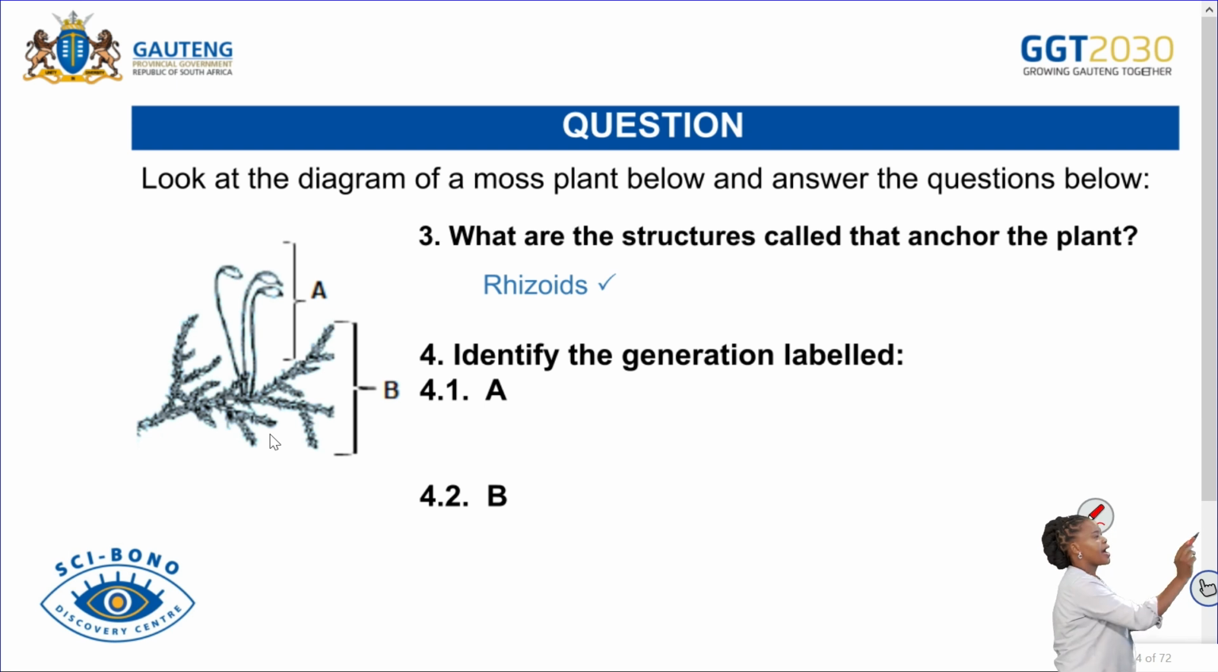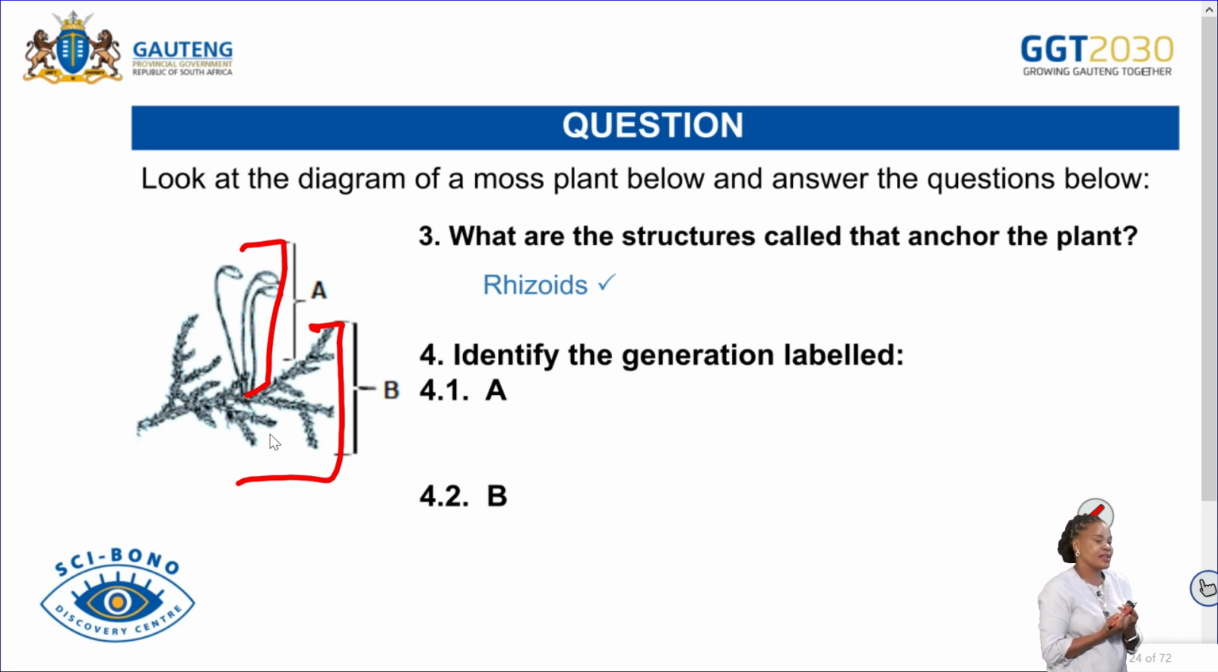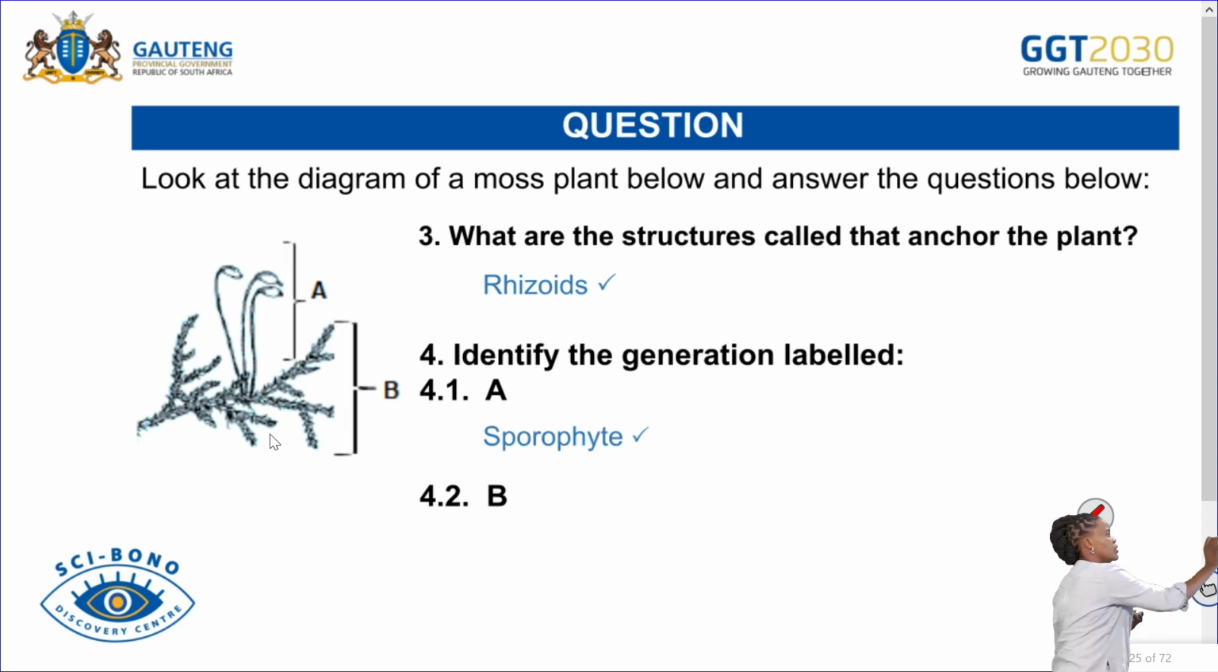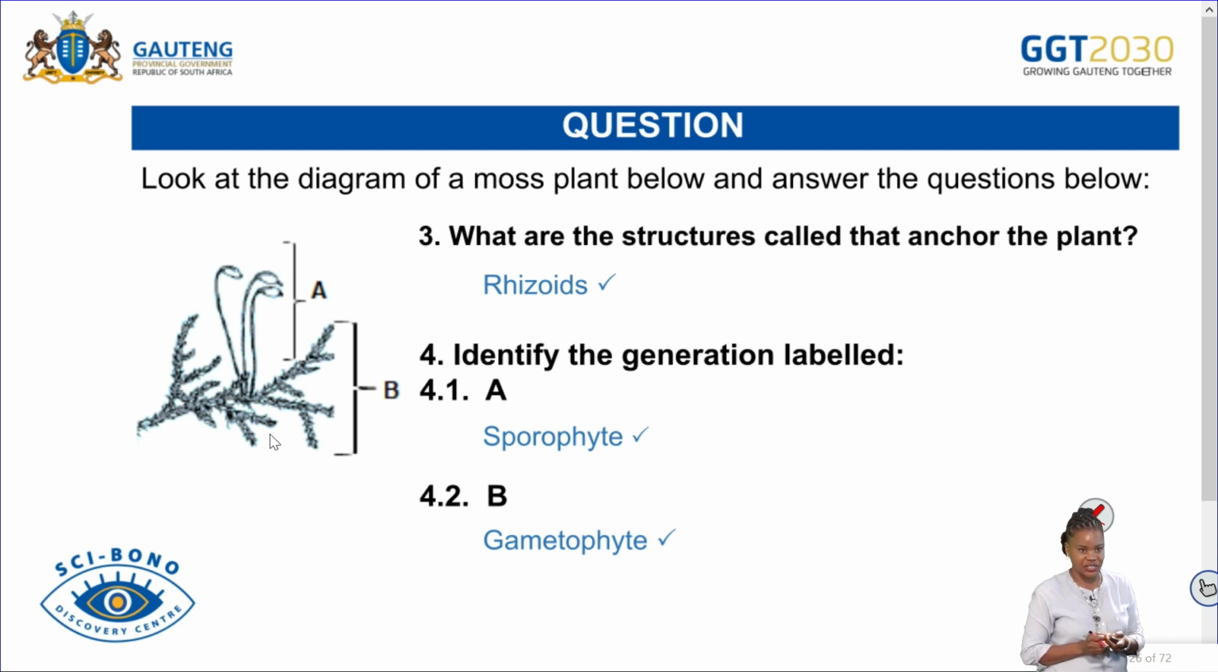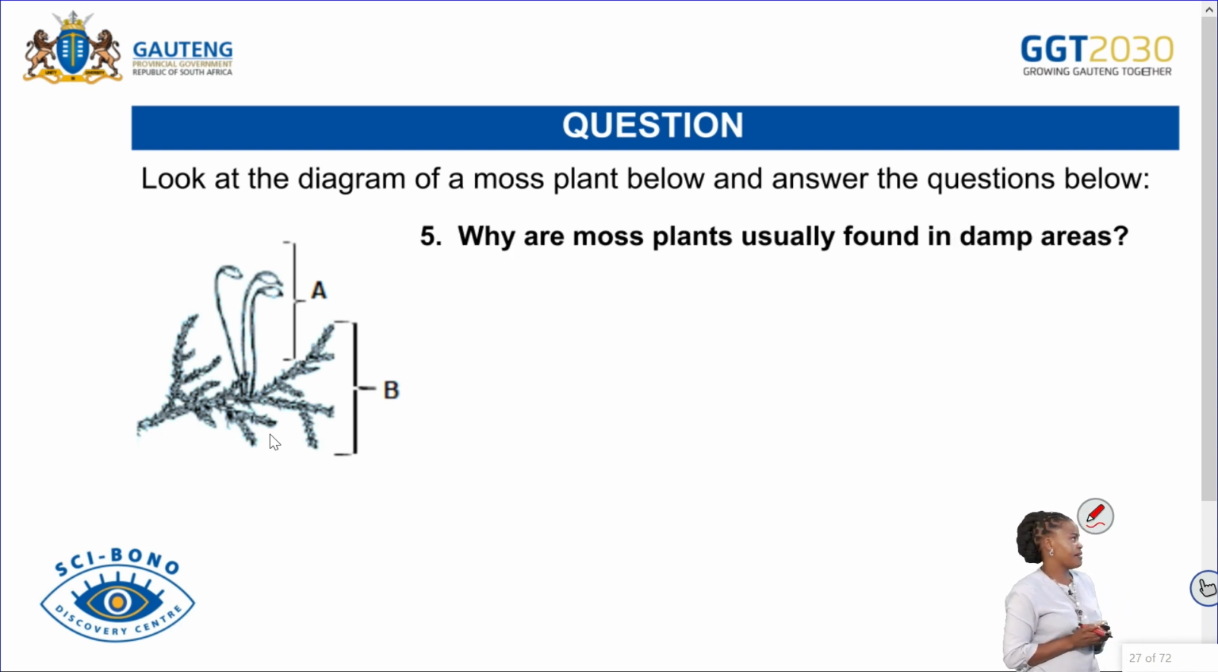Remember, grade 11s. Identify the generation labeled A. So generation labeled A starts from here and then it ends there. And you also need to identify generation labeled B. Generation labeled B is the one which has leaves. So generation labeled A is our sporophyte. And then the generation labeled B, the one which has branches of leaves, it is called the gametophyte generation.